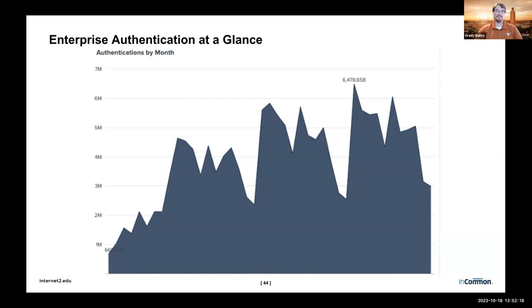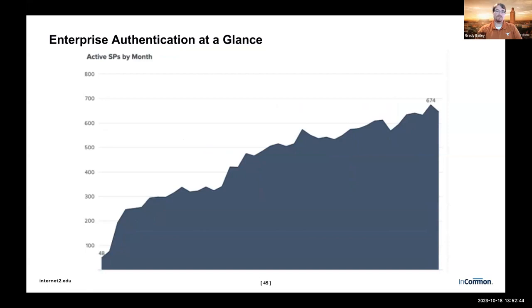This is a quick look at how enterprise authentication grew. The furthest left-hand side is when we first went live with it, and I believe I took this screenshot back in the summer, so it doesn't quite go to our most recent spike for classes starting again in August and September, but you can see the cycle. We were doing close to 6.5 million authentications at the peak. And then this is our active service providers by month. You can see how it grew over time as we onboarded more and more customers.